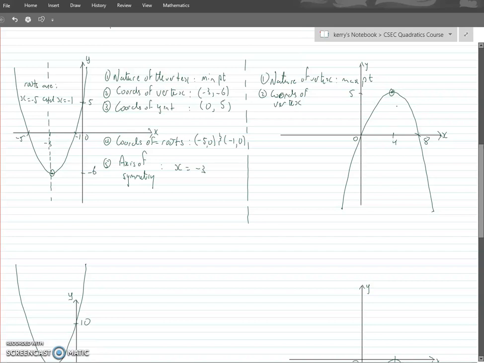The x value of the vertex is 4 and the y value is 5. So the coordinates of the vertex in this case is (4, 5). All right, this is 4 over here. All right, next one now, number 3.